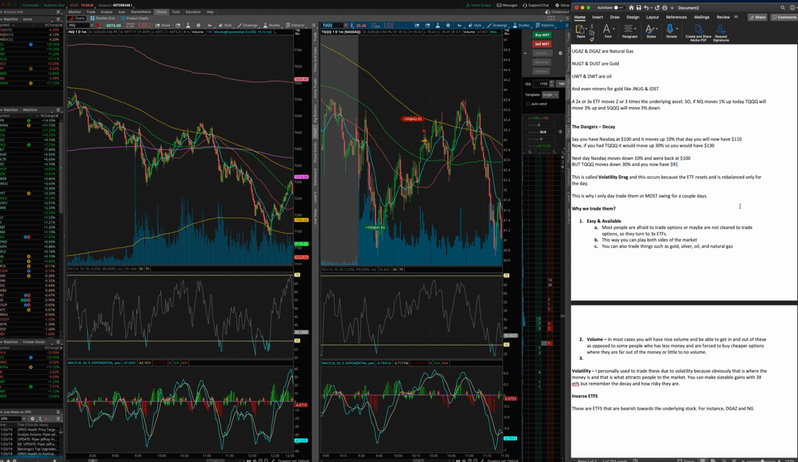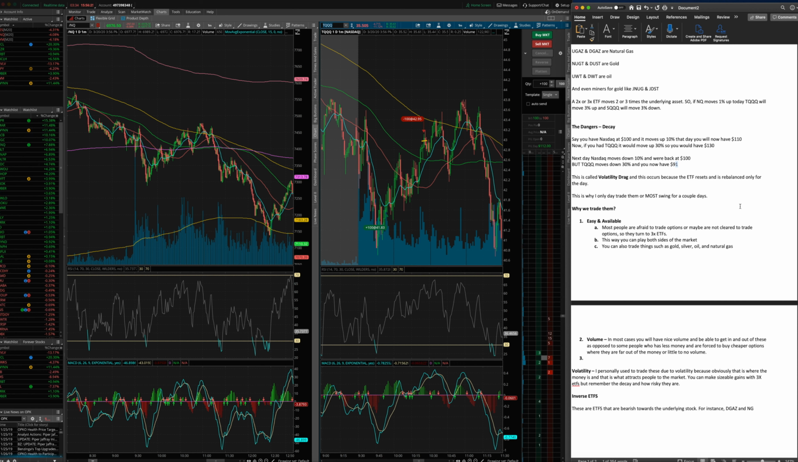Especially with TD Ameritrade, they're going to ask you, what experience do you have trading options? And in order to do the things that you really want to do with options, you need to have the highest tier, which is tier 3. So a lot of people will turn to triple leveraged ETFs.